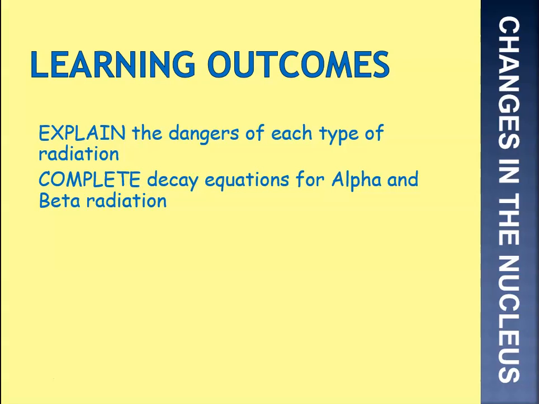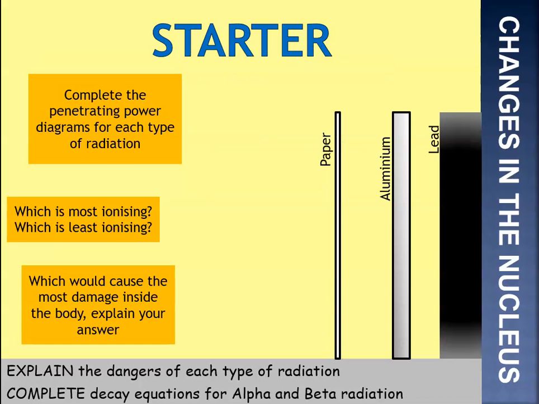Okay, our 2 learning outcomes today are to explain the dangers of each type of radiation and complete decay equations for alpha and beta radiation. Just to start off as a reminder, please complete that diagram on the board. Complete the penetrating power diagrams for each type of radiation: which is most ionizing, which is least ionizing, and which would cause the most damage inside the body. Explain your answer. Please pause the video while you attempt that.